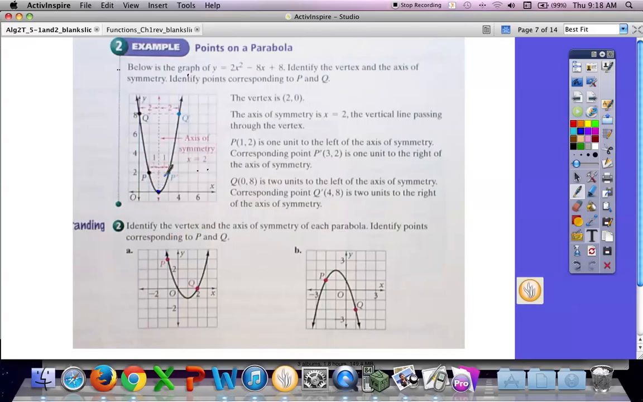Okay. Now they're saying find corresponding points. By corresponding points, what they mean is, since we know that it's symmetric with respect to this line that goes right down the middle, that means that if I have a point P here, then I must have a point P prime, which is straight across. If this P is 1 to the left, then there must be a point 1 to the right because it's symmetric. If there's a point Q here, then there must be a corresponding point Q prime straight across. If this Q was 2 to the left, so 2 to the right, there's another point. It's very helpful when you're graphing parabolas to know that.